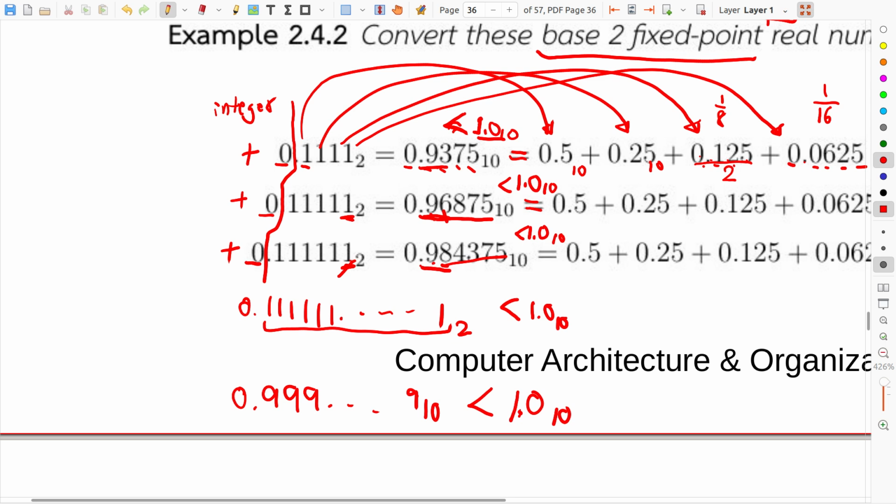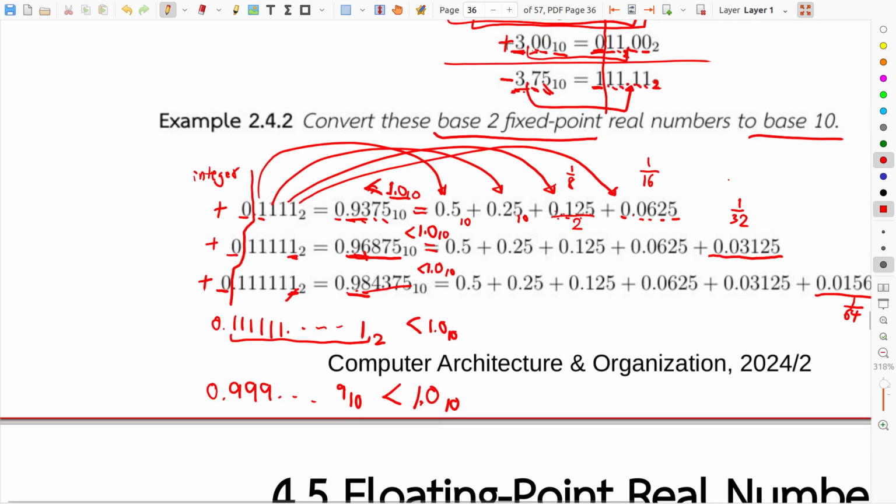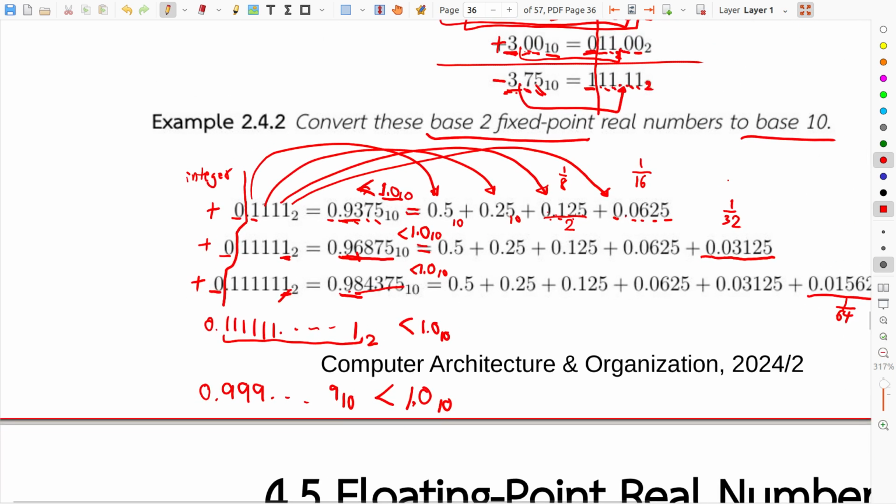Alright, I hope you understand the concept of fixed point real numbers.